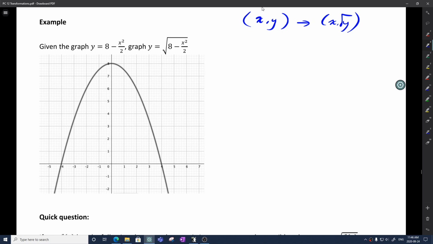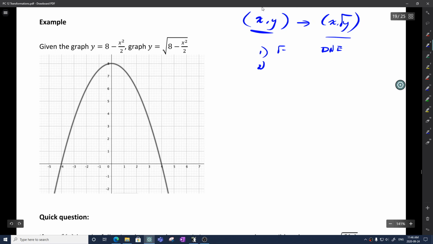So let's look at the question. Given the graph of (8 minus x squared) divided by 2, we're going to graph the square root of that. We're going to use this mapping notation to help us out. So, five important facts. Number 1, the square root of a negative number does not exist. So if we ever see on this function a y value is negative, our function won't exist there.